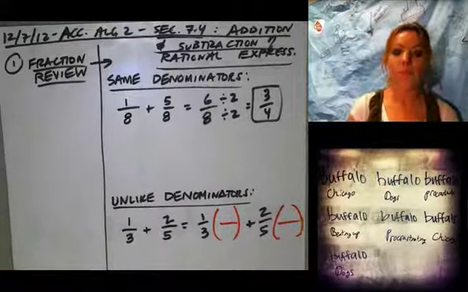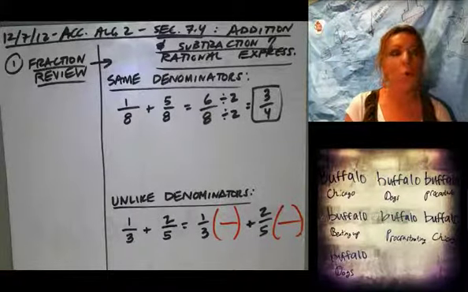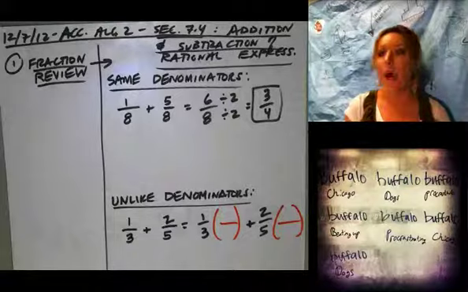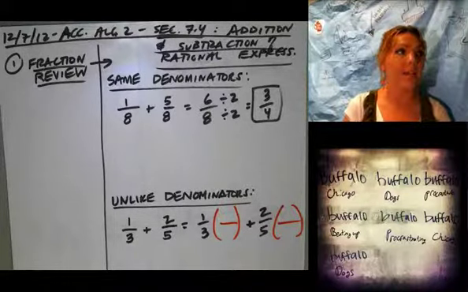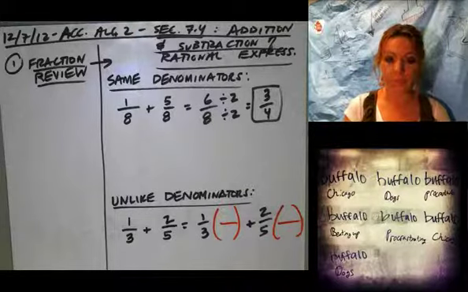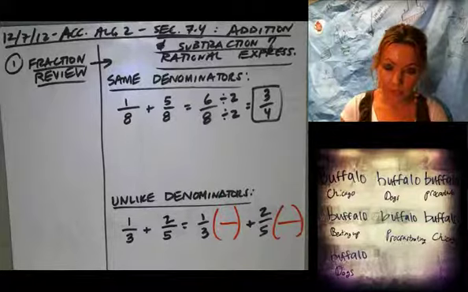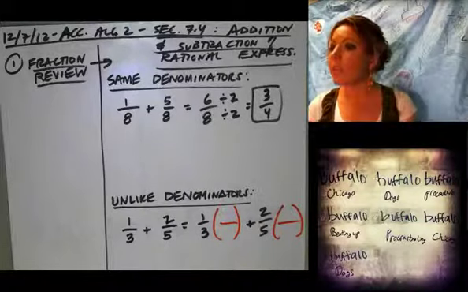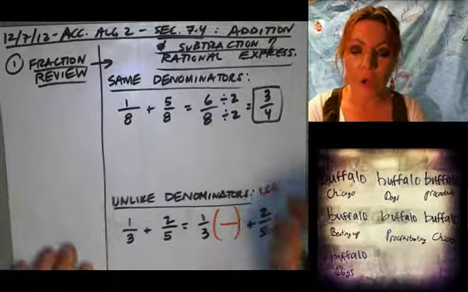Now, in this next one, 1/3 plus 2/5, we obviously do not have like denominators here. How do we get them to be alike? Kendra. Good, the least common denominator. Everybody give it up for Kendra. So what is the least common denominator for 3 and 5? 15. Good, 15.